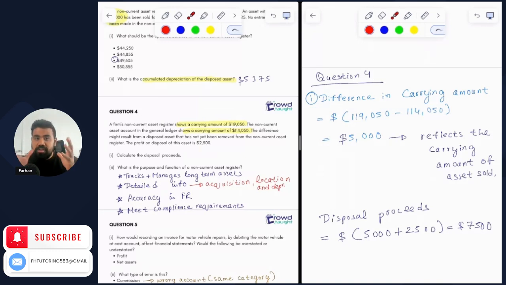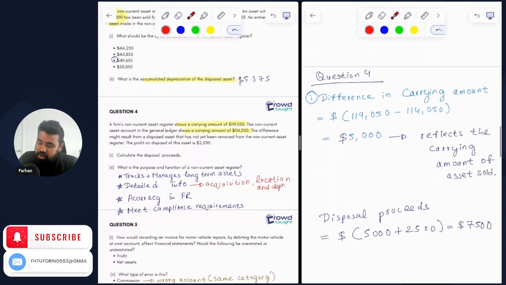Okay, so what is this difference in carrying amount? So the difference in carrying amount is simply the difference between the balance you have been given in the non-current asset register, which is $109,050, and the balance that you are given in the general ledger, which already has accounted for this disposal, and that is $114,050. And you get a difference in carrying amount of $5,000. Okay, so this $5,000 simply reflects the carrying amount of the asset that we have sold.